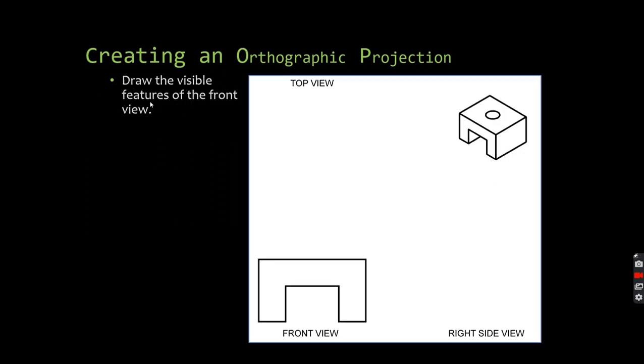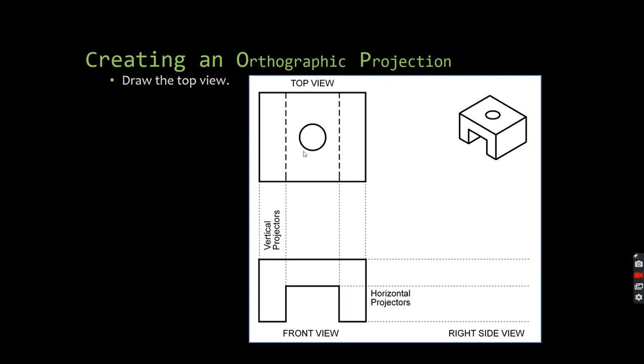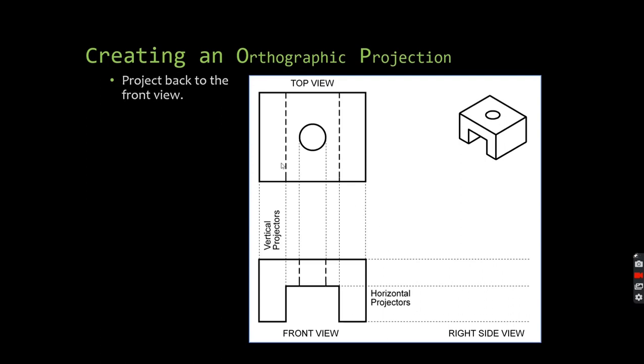Okay, so we draw the visible features of the front view first. Here is the front view. Then we can draw projector lines across and up. Then we can draw the top view. Now remember, these lines must line up exactly. And we can put our hidden lines here.